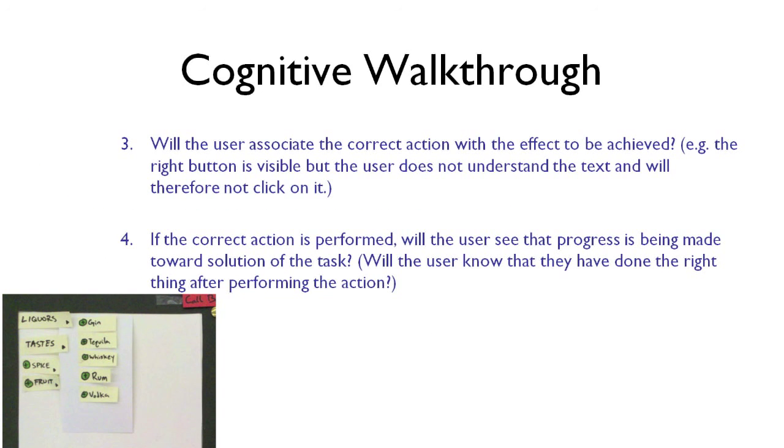Okay, so the last question that would be asked for each and every step would be: if the correct action is performed, will the user see that progress is being made towards the solution of the task? So is there feedback that the task has been achieved? Well, with the print menu, you get sort of a small pop-up on the right. Has been sent to the printer. Do you get a message that it has successfully been printed?